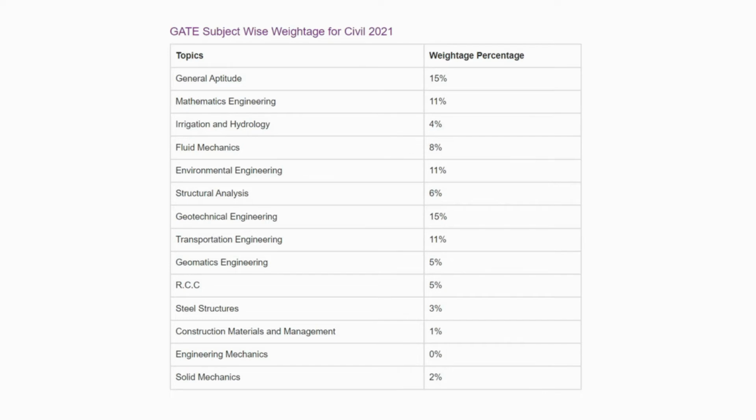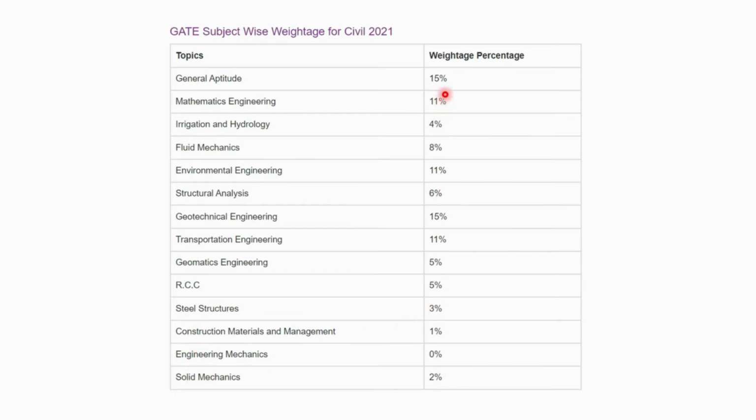This is like for 100%, what is the weightage? Here the topics have been listed and weightage percentage have also been listed. And also for 4 consecutive years, that is 2021, 2020, 2019, 2018, I have mentioned here. So the topics are like general aptitude, mathematics, engineering, irrigation and hydrology, fluid mechanics, environmental engineering, structure analysis, geotechnical engineering, transportation engineering, geomatics, RCC, steel structure, construction material and management, engineering mechanics and solid mechanics.